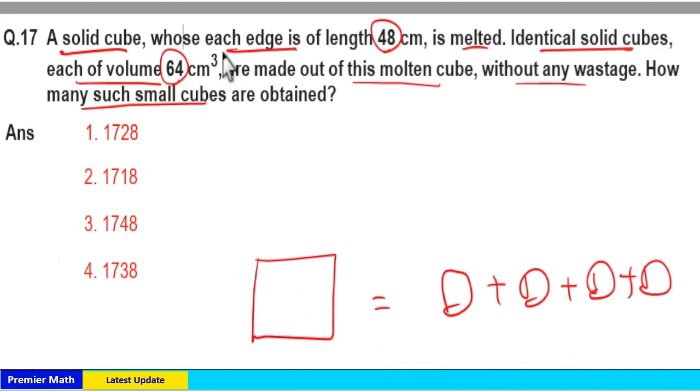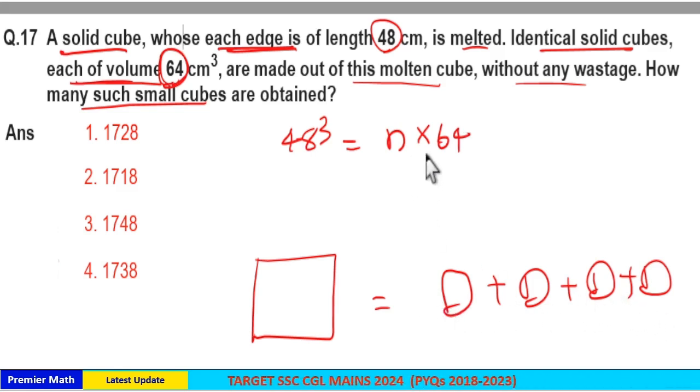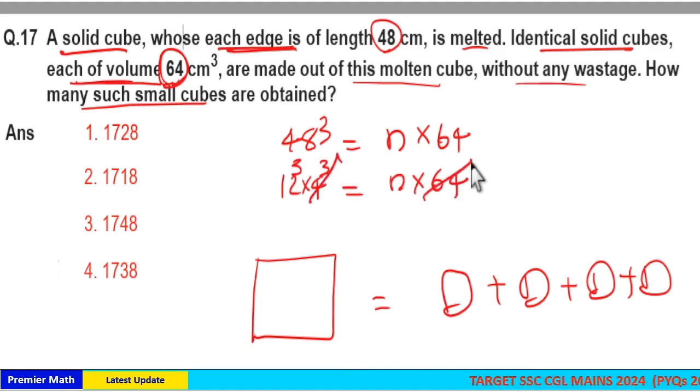So here the larger cube edge is 48, which means 48 cube is the volume of this larger cube. Now there are n number of smaller cubes and the volume of each smaller cube is 64, which means n into 64 is the total sum of the volume of the smaller cubes. So n into 64 is equal to 48 cube. Now I can write 48 as 12 into 4. So 12 cube into 4 cube is equal to 48 cube, which is equal to n into 64. Now 4 cube is 64, cancel, which means n is equal to 12 cube. 12 cube is equal to 1728.